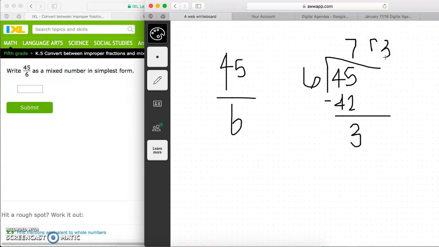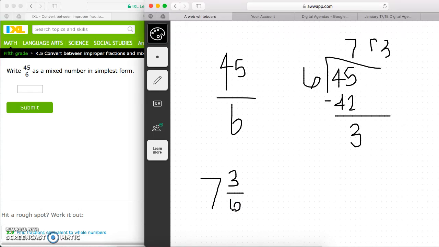Oh my gosh, this writing is just a little ridiculous. So I have 7 whole pieces. I have 3 left over. And 6 is still how many makes one whole.